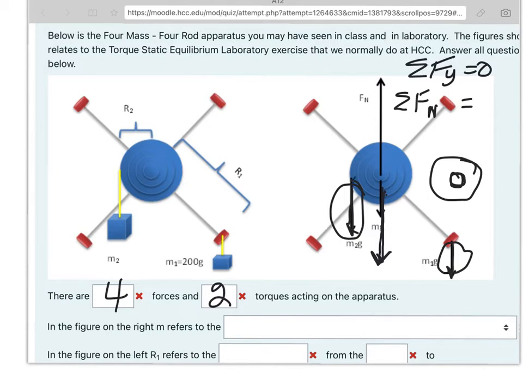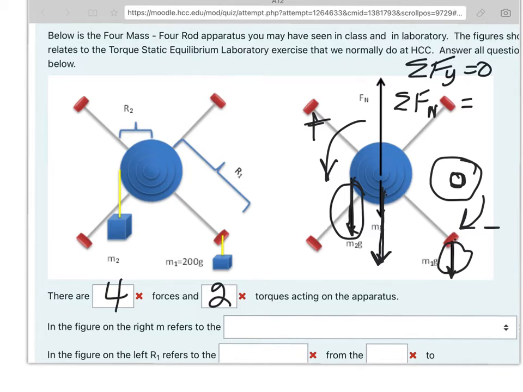So we see that this torque, if it's not balanced, will twist the apparatus in a counterclockwise direction, which is positive. And this torque is going to tend to rotate the apparatus in a clockwise direction, which is negative. So there's one negative torque and one positive torque, and those 2 torques have to sum to 0. And so that's how we're going to solve the problem.